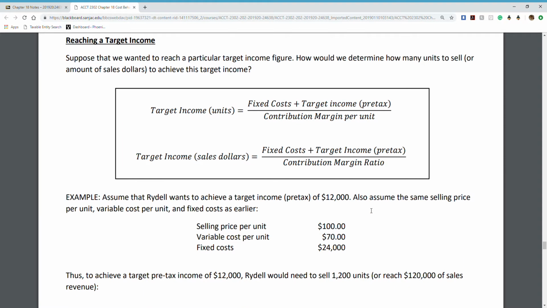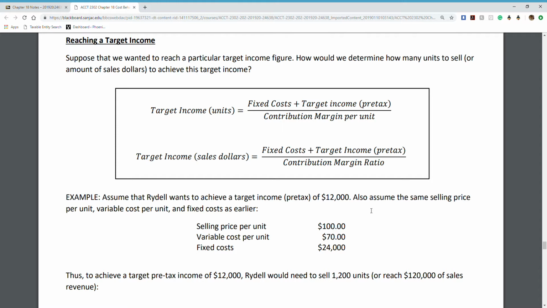So this brings us to another formula: reaching a target income. I know y'all must love all these formulas in Chapter 18. Chapter 18 is very key on this, but they tend to follow the same pattern. They just put in something new, usually in the top part. So target income is really how much we want to make pre-tax. Not after tax, but pre-tax. Can we hit these goals?